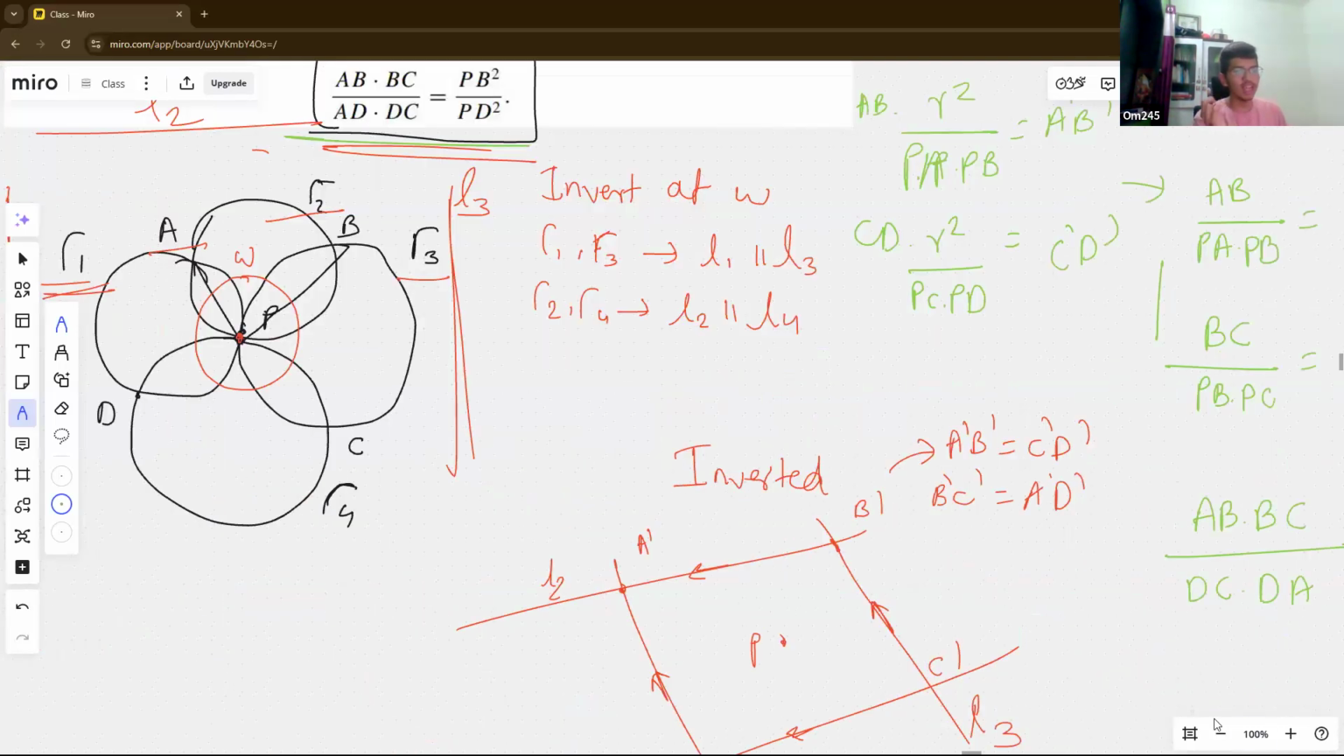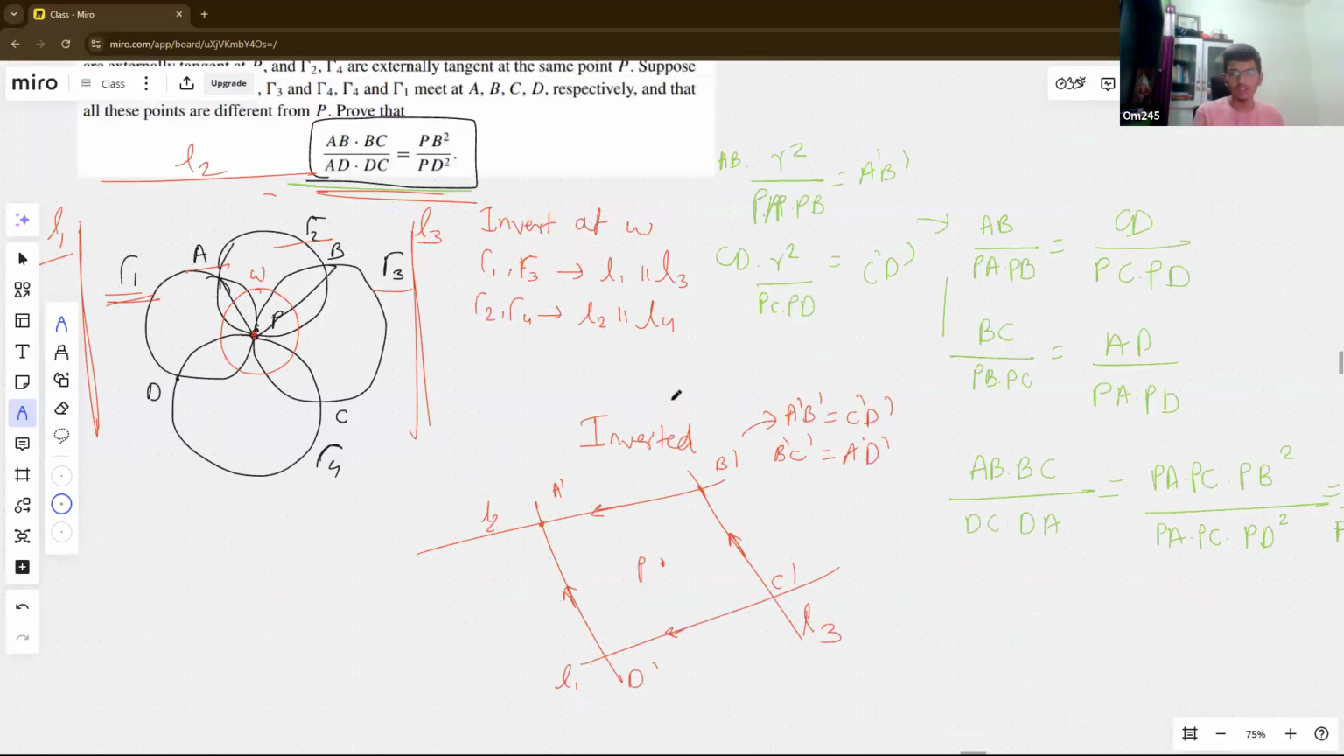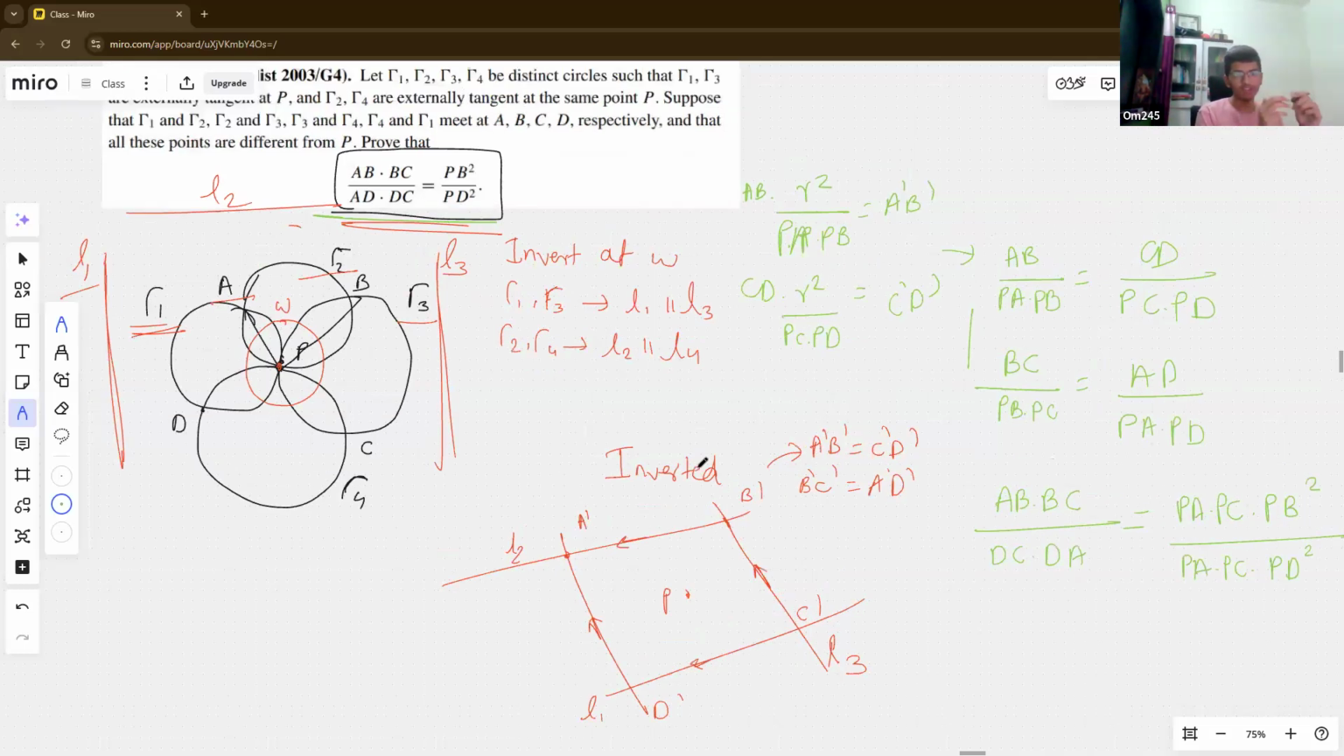So these seemingly random lengths just become a parallelogram. That's the usefulness of inversion. Once you invert about a point on the circle, it actually becomes so easy to handle. So does everyone understand how useful inversion is? Now we will try another.